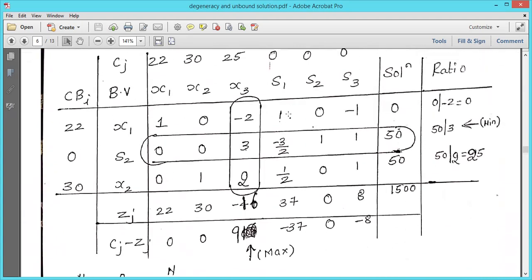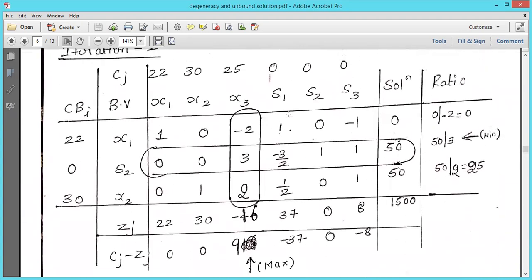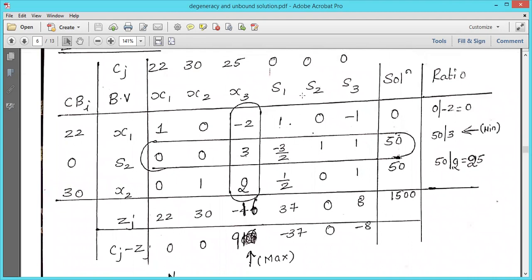We will have those values. Now in this iteration, we have to find the zj values. So these are the zj values: 22, 30, minus 16, 37, 0, 8. Again here the optimal solution is 1500.